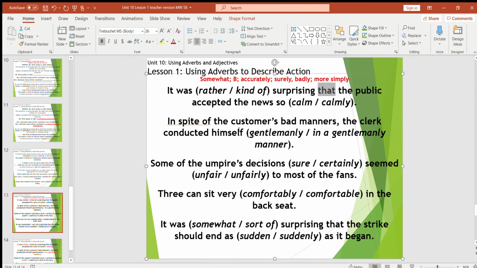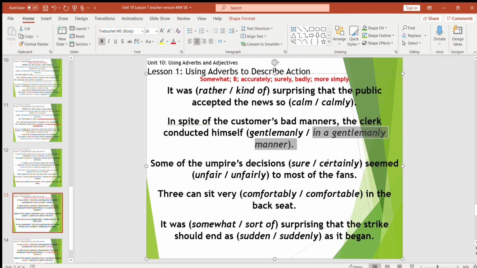In spite of the customer's bad manners, the clerk conducted himself gentlemanly or in a gentlemanly manner. Alright, so if this is an adjective, this is the adverb, and we're discussing how he conducted himself, we'd go with the prepositional phrase. Some of the umpire's decisions sure or certainly seemed unfair or unfairly to most of the fans. Alright, so which one do you go with?